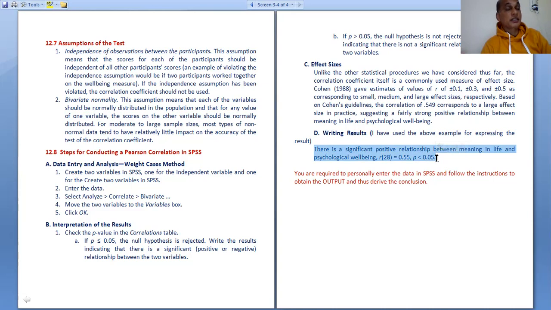And small p, that is significance, is less than 0.05. It is actually 0.003. So therefore I've mentioned it: small p is less than 0.05. So with this we got the answer that meaning of life and psychological well-being are strongly correlated. That's the answer we've got. The effect size is again large and the significance value is 0.003. So that's the answer here.